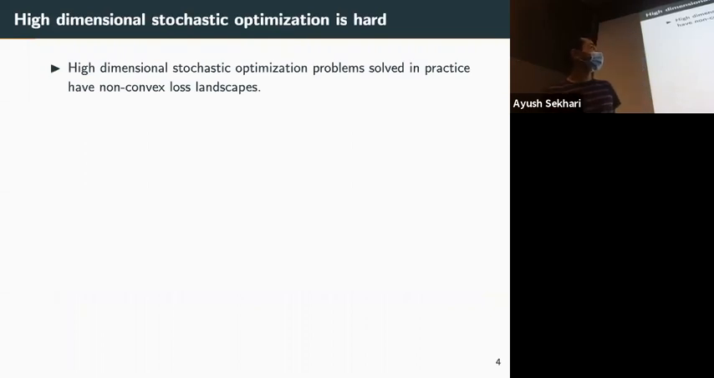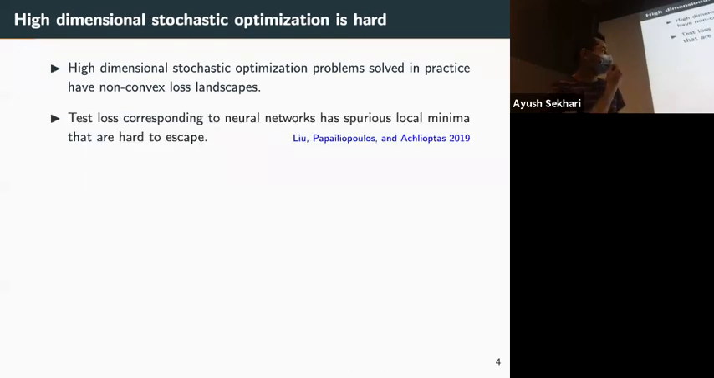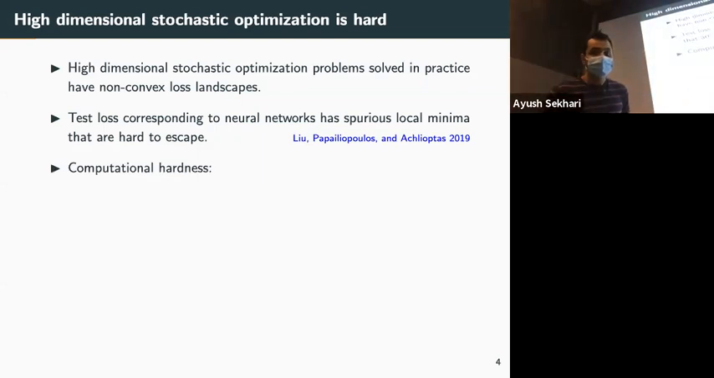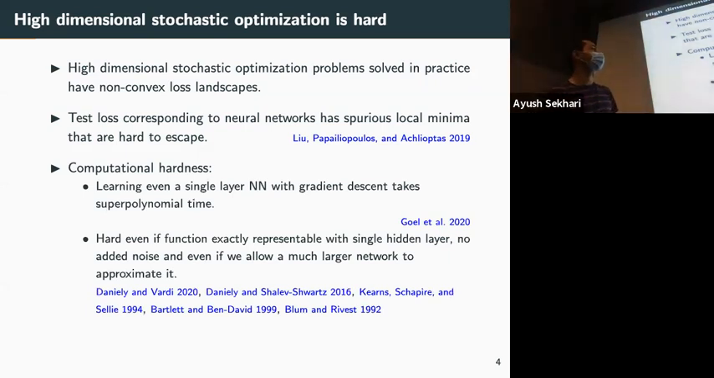Okay. Now, such high-dimensional stochastic optimization problems are hard in the worst case. In particular, in most of these practical applications, the loss surface induced by these models is non-convex. And it's well known that neural networks used in practical applications have spurious local minima that are hard to escape. On the other hand, we also have computational hardness results, explicitly showing that, for example, even learning a single layer neural network takes over polynomial time. Even if the best loss in the class is 0, it's still a hard problem. And there are a lot of works showing hardness of working with these models under various settings.